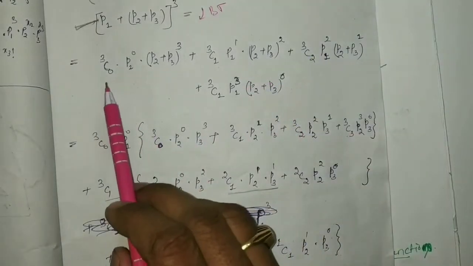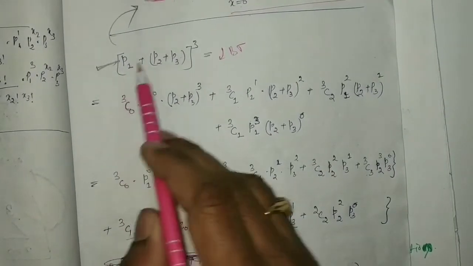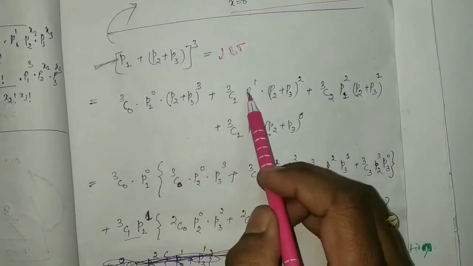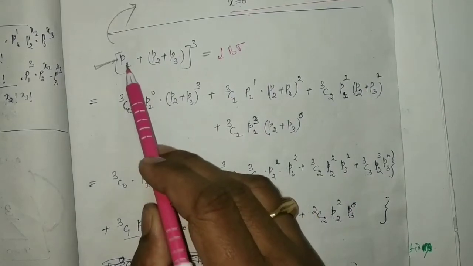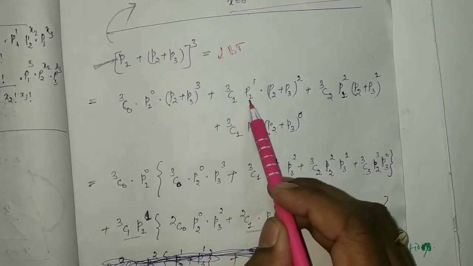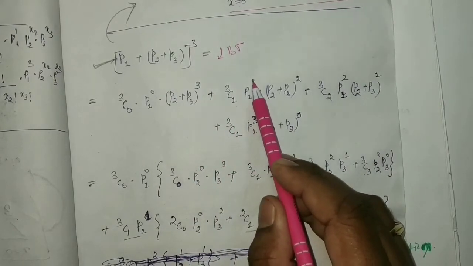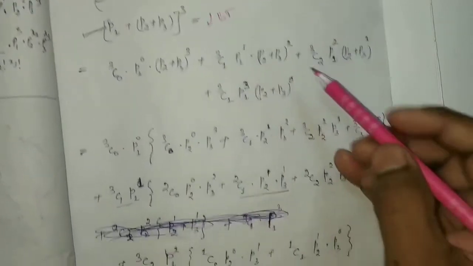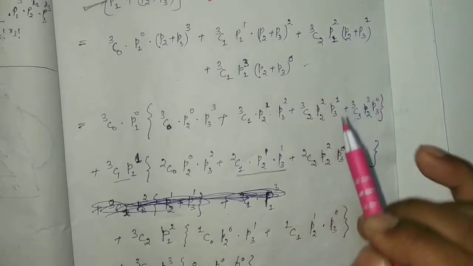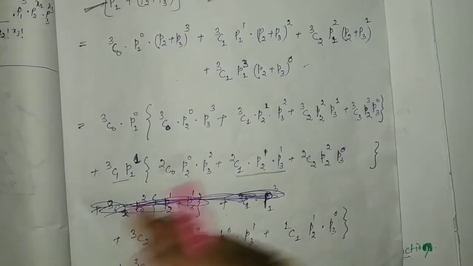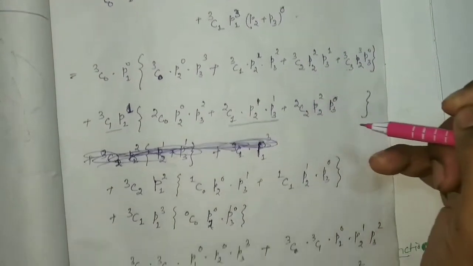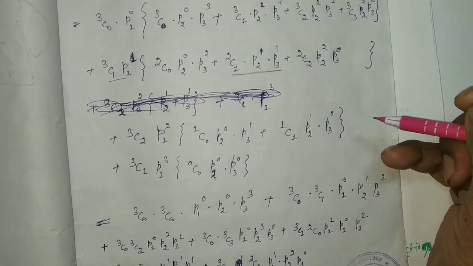So here you can see, first you consider this one and this plus this. First you write down the binomial theorem, that is 3c0 p1 to the power 0, this one term, (p2 plus p3) to the power 3, 3c1 p1 to the power 1, (p2 plus p3) to the power 2. You just check it out. Okay, slowly I'm showing you. You just check it out. I'm not going to read it anymore. You can see at last what we are going to get. You just see like that. You can pause and check.